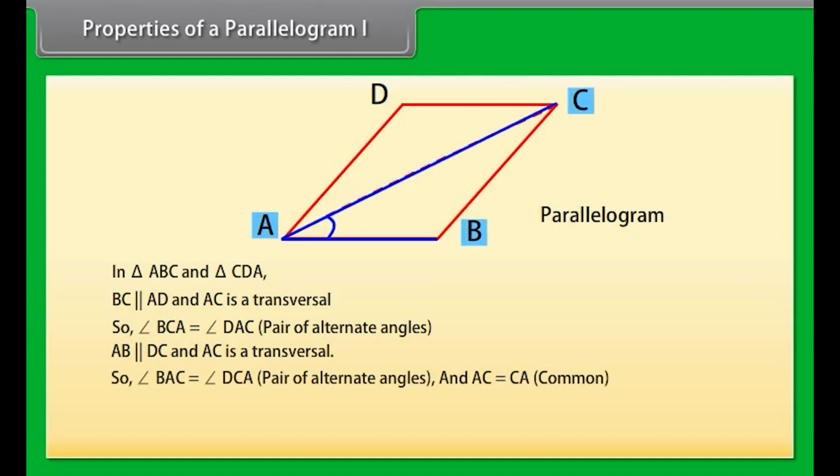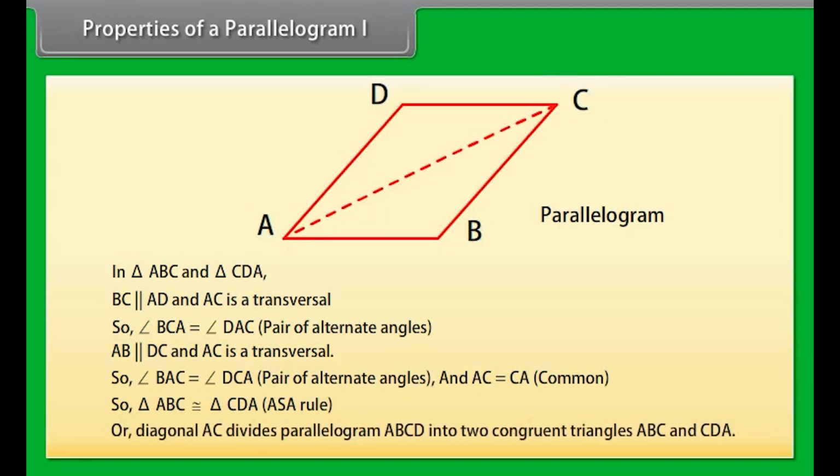So, angle BAC is equal to angle DCA because these are a pair of alternate angles, and AC is equal to CA because this is common in both the triangles. So, by using ASA rule, triangle ABC is congruent to triangle CDA. Or we can say that diagonal AC divides parallelogram ABCD into two congruent triangles ABC and CDA.